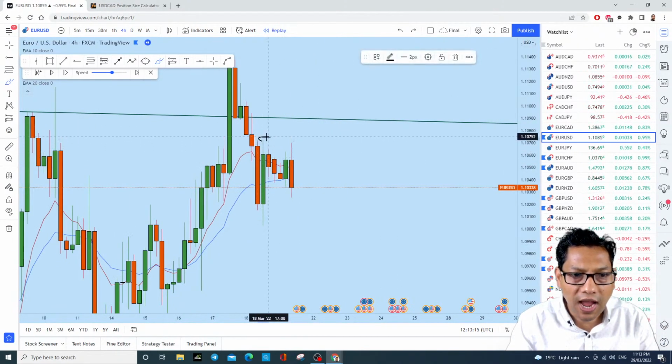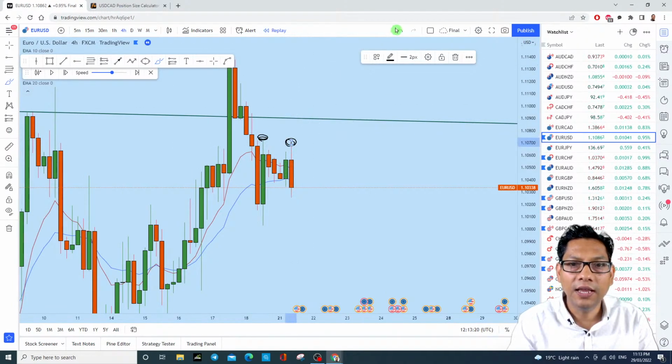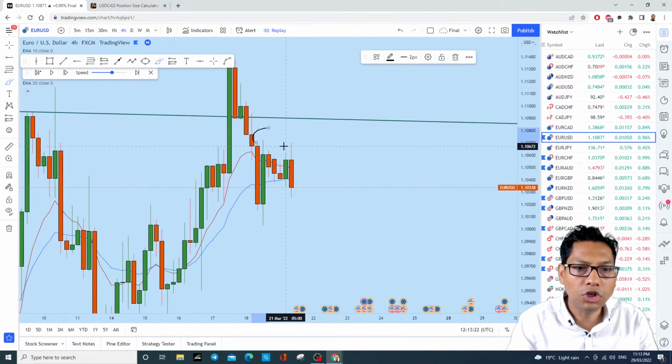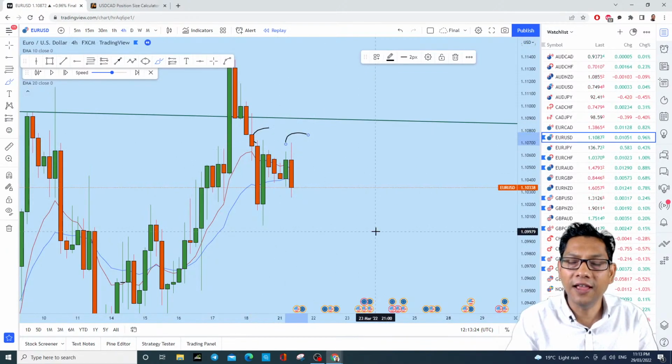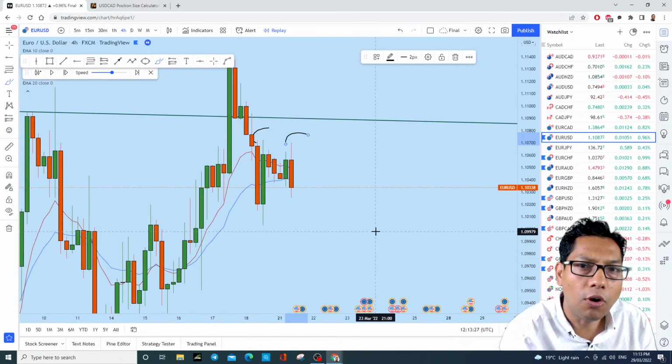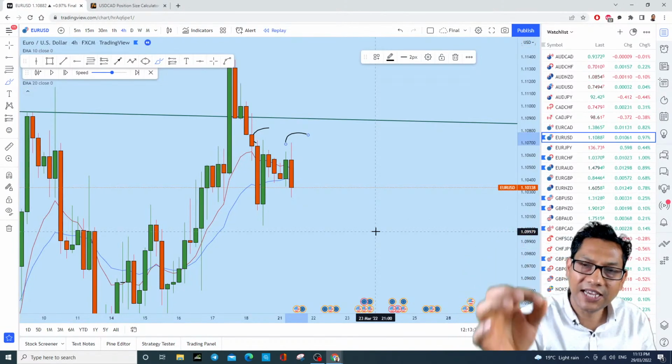Look at the high of this green candle and look at the high of this red candle. It has created a double top with a lower high. This is the secret double top that I have a completely dedicated video on on YouTube.